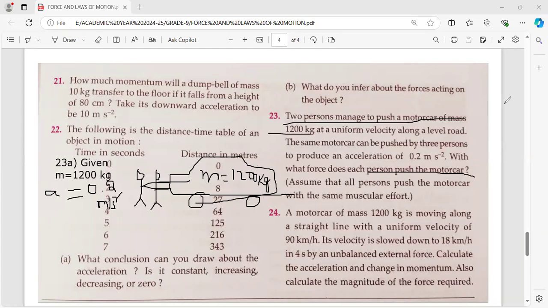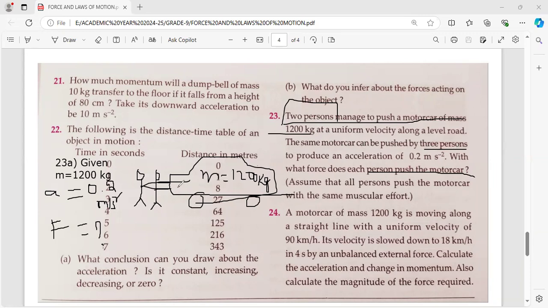He's asking that first. What is the question given? Two persons, and next after that, three persons. Now he's asking what will be the force of every single person. That's what we need to find out. So it means we have to find out force value. Formula: force equals mass into acceleration.